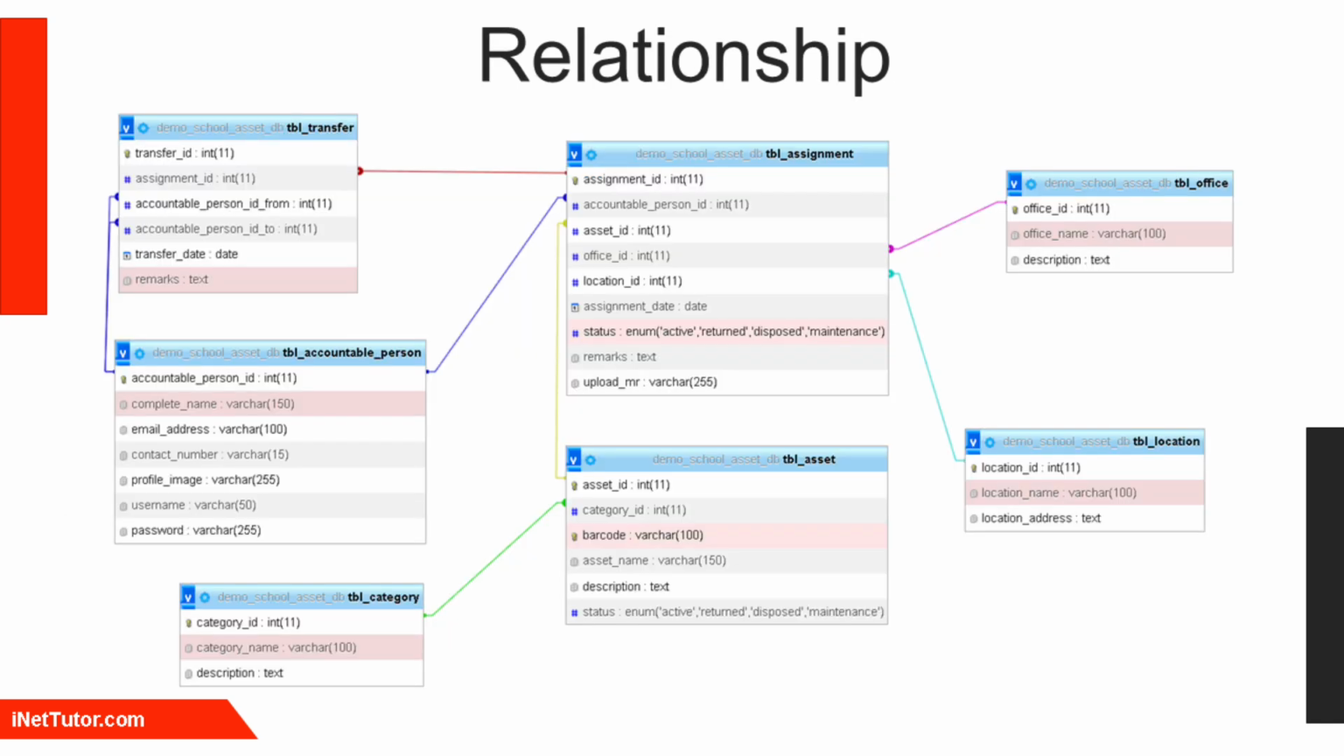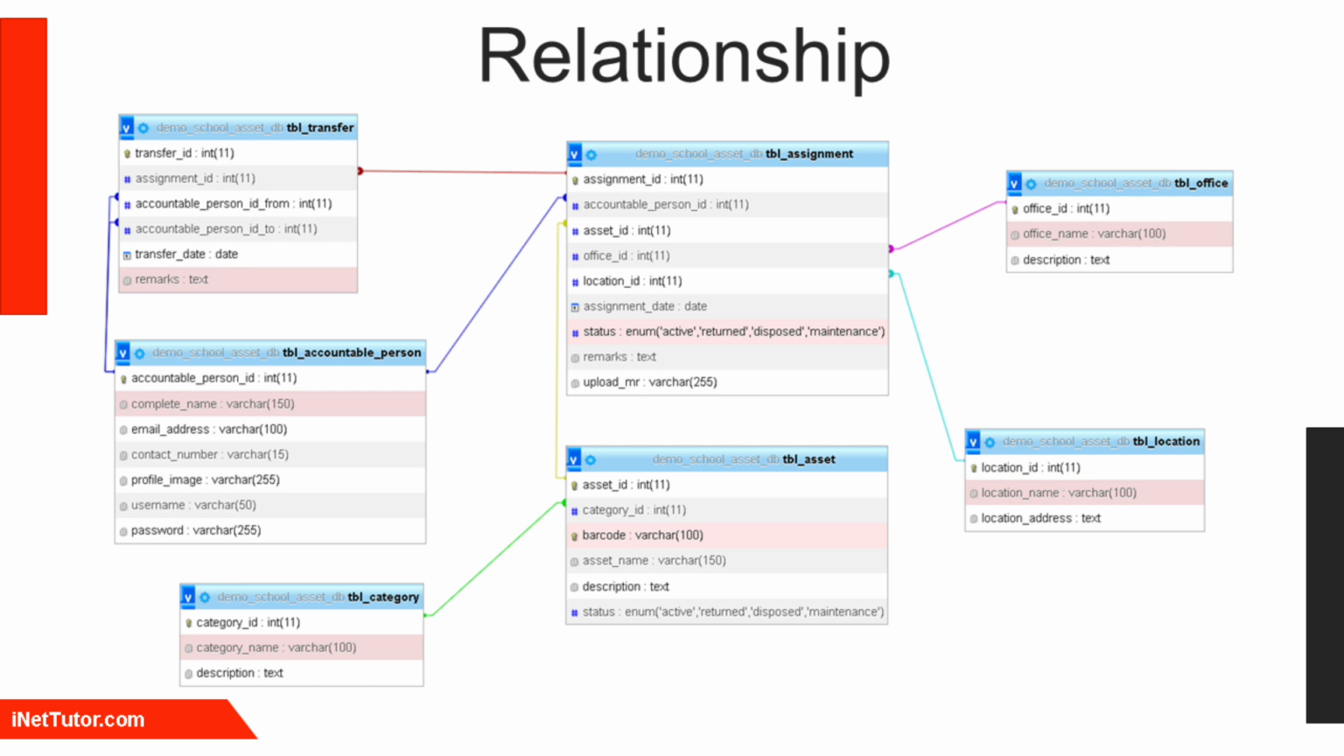The School Asset Inventory System, SAIS, uses foreign key relationships to connect its various tables, ensuring efficient data retrieval and analysis. Each asset in the TBL_asset is linked to a specific category via the category_id, referencing the TBL_category. The TBL_assignment connects to individual assets through the asset_id, linking each assignment to its corresponding asset.